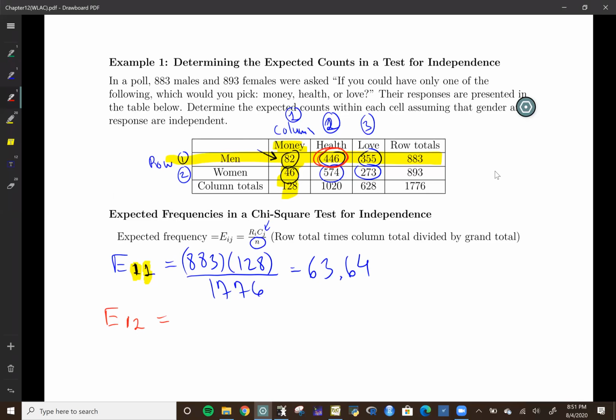All right, so if you look at it, we're still going to use 883, because that's the total for row 1. But now if you look at the column, we're not using column 1, we're using column 2. So what's the total for column 2? 1020. Perfect. And then you divide this by your n, which is still 1776.